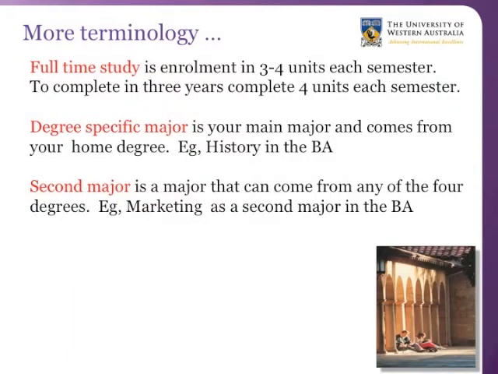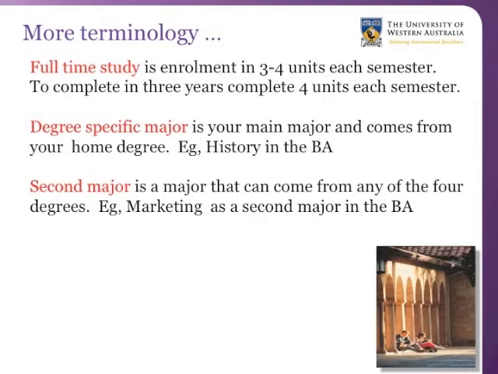Full-time study is enrolment in 3 or 4 units each semester, and that's a full-time load for Centrelink purposes. To complete your degree in 3 years, then you need to pass 4 units each semester. However, not all students study full-time, and students have up to 10 years in which to complete their degree.